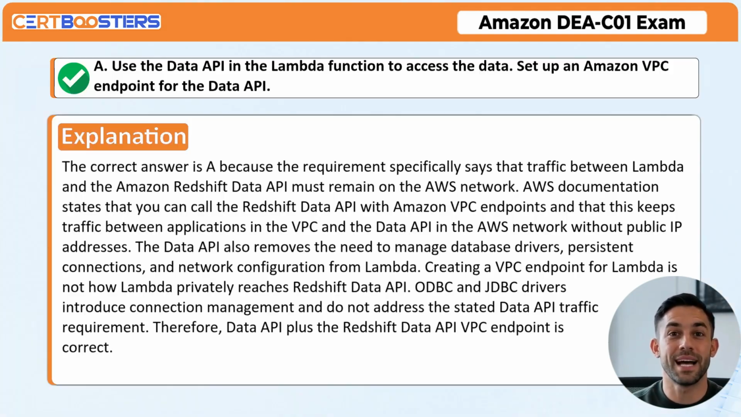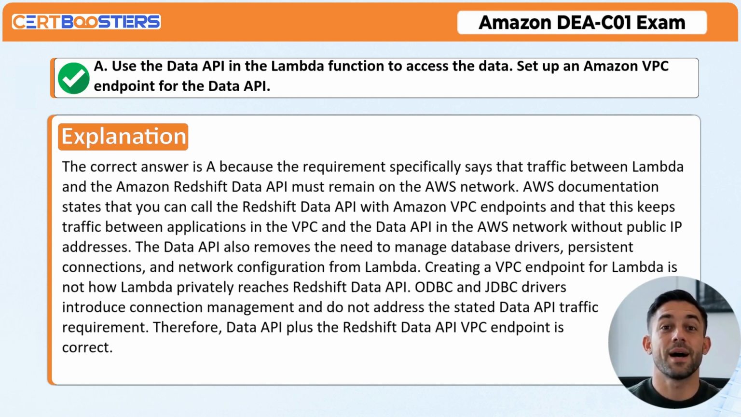Correct answer. A. Use the Data API in the Lambda function to access the data. Set up an Amazon VPC endpoint for the Data API. Explanation. The correct answer is A, because the requirement specifically says that traffic between Lambda and the Amazon Redshift Data API must remain on the AWS network. AWS documentation states that you can call the Redshift Data API with Amazon VPC endpoints, and that this keeps traffic between applications in the VPC and the Data API in the AWS network without public IP addresses.